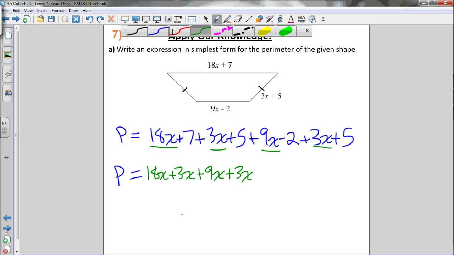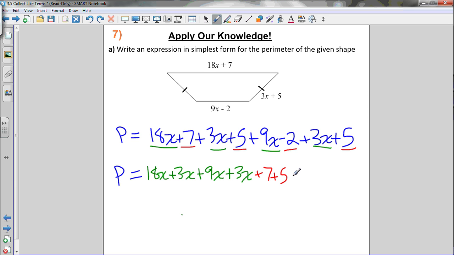Now I have a bunch of constant terms left. I have a 7, a 5, a negative 2, and a 5. Constant terms are like terms, so I'll put those beside each other. 7 plus 5 minus 2 plus 5. And you'll notice these terms are in the proper order. All of these terms are degree 1. All of these terms are degree 0. So they go in descending order from left to right. That's good.